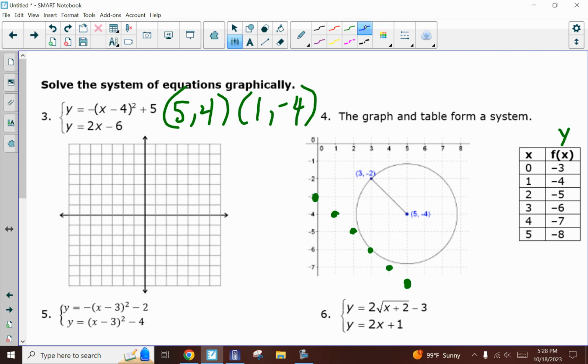We want where the line crosses the circle, and it looks like it only touches it at this spot here, which is right here and right here. So that's going to be the final answer of +3, -6.